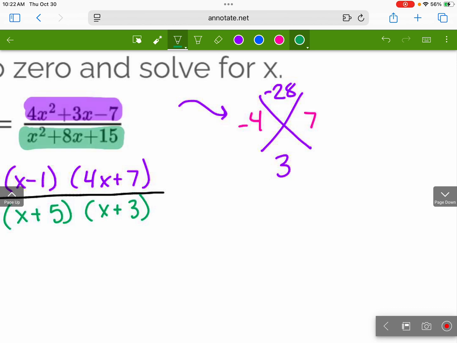So when we get this into factored form, we can see this does not have any discontinuities. We do not have any holes in here. I do not have the same factored numerator and denominator. So the only thing we have is asymptotes in our denominator. If we had a discontinuity, it wouldn't count towards asymptotes.